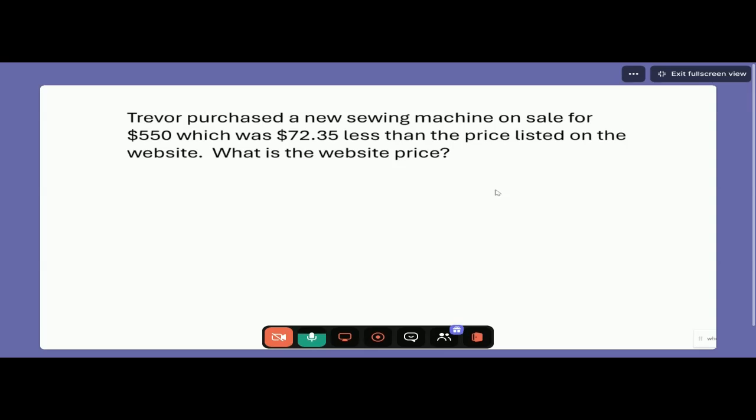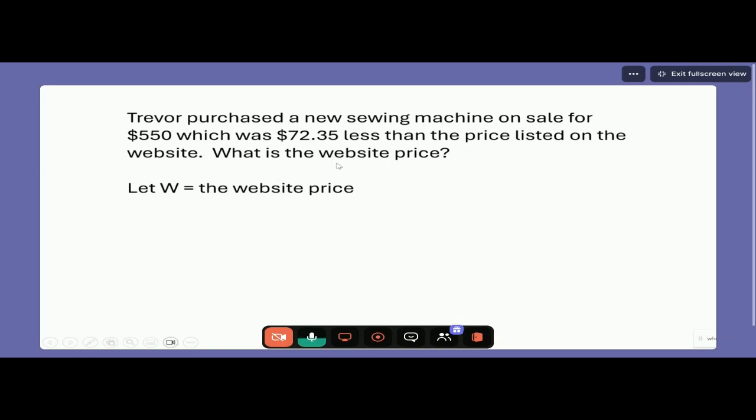Trevor purchased a new sewing machine on sale for $550, which was $72.35 less than the price listed on the website. What is the website price? Okay, so again, let's define a variable here. What is the website price? That's the thing we're trying to find. Well, that sounds like that should be our variable. Let W equal the website price, the thing we're trying to find.